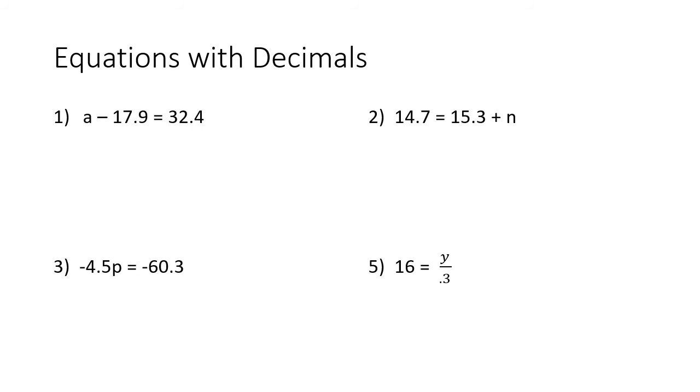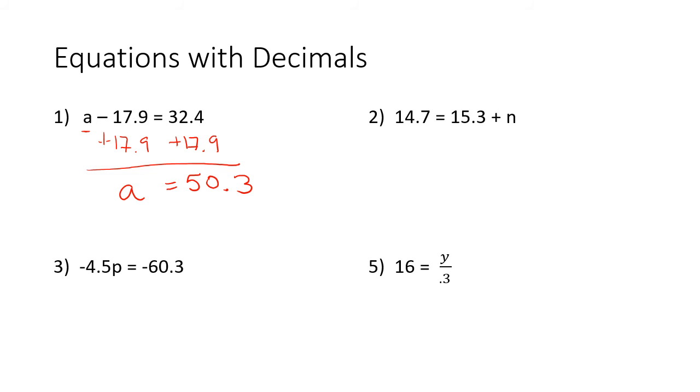Equations with decimals. You see they are just the same steps, we just have decimal numbers. I encourage you to use your calculator when solving these. Number 1, a minus 17.9 equals 32.4. So we find our variable, we see that 17.9 is being subtracted, so we add 17.9 to both sides. When you're adding decimals, line up the decimals. So 32.4 plus 17.9 equals 50.3, which equals a.